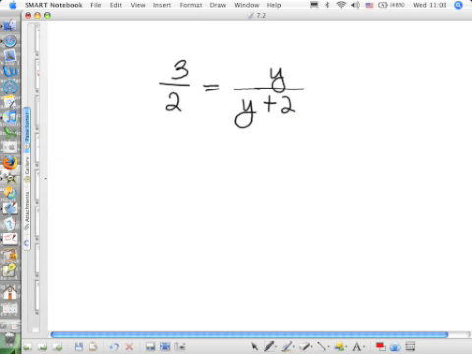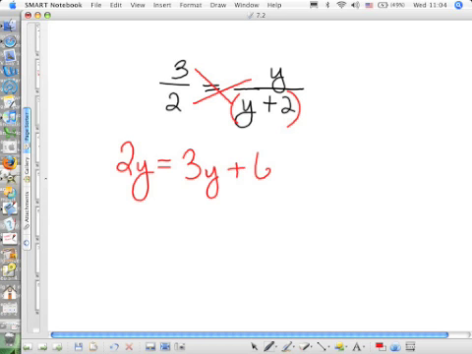What if we have this as a proportion and we are asked to find the value of y? Cross multiply. But what I want to point out, remembering from algebra, is that when I multiply 3 times that denominator, I have to multiply each term by 3. I have to distribute the 3 to the entire thing, which will give me 3y plus 6, not 3y plus 2. And then now I can go about solving that equation.